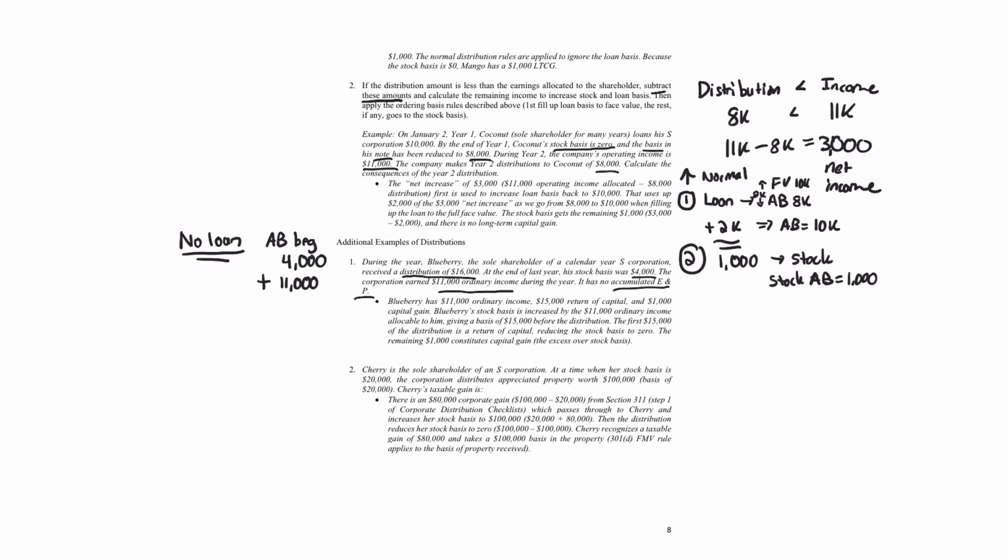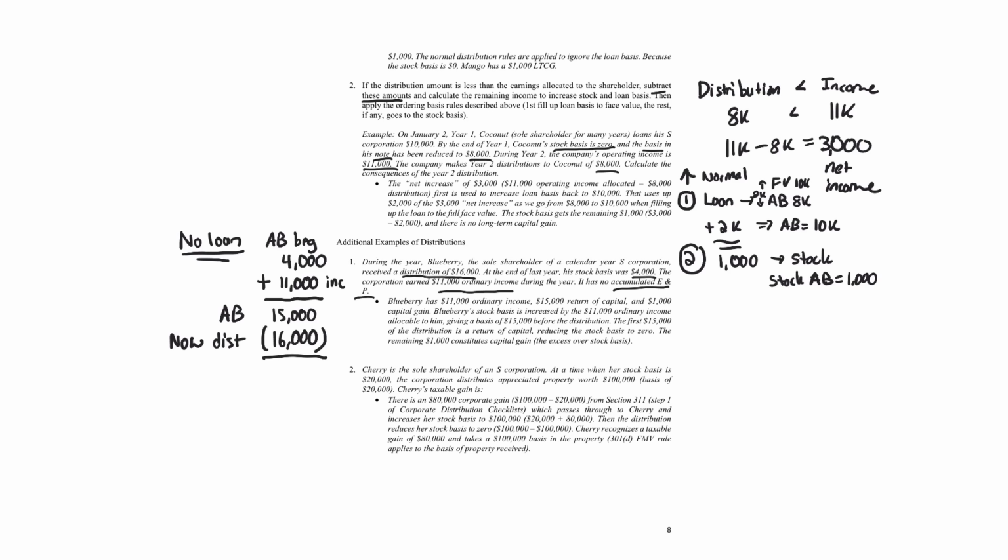We increase and decrease for income and losses. So we do the $11,000 increase for the income. That brings our new basis to $15,000. Now, last, we do the distribution. So distribution, we have a $16,000 distribution, right?